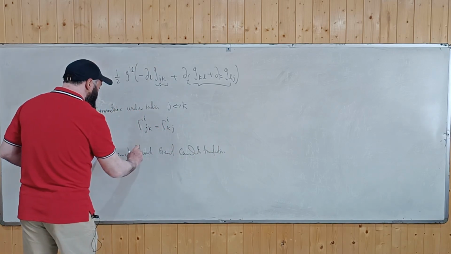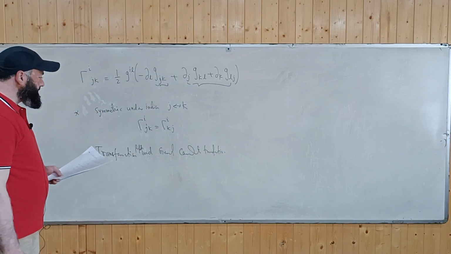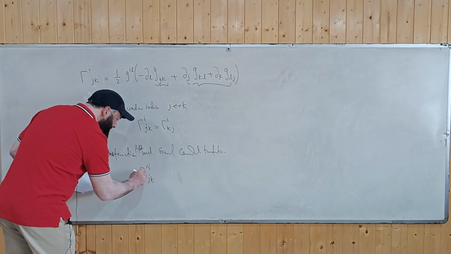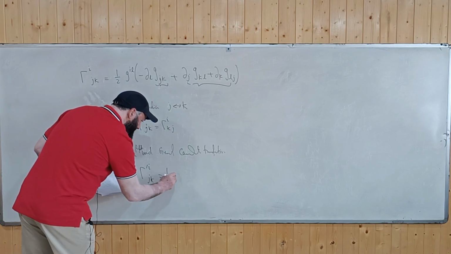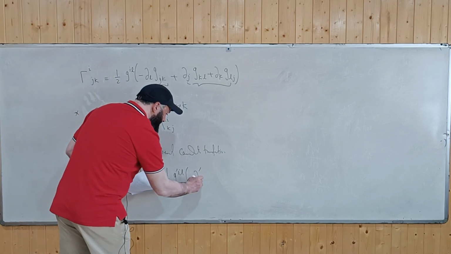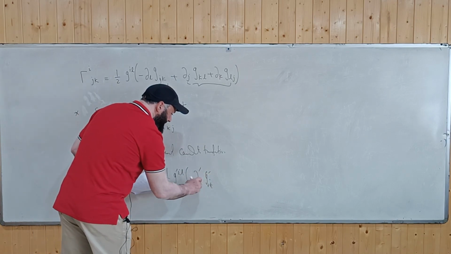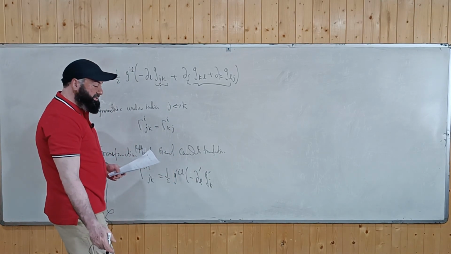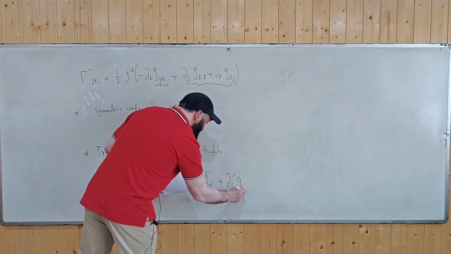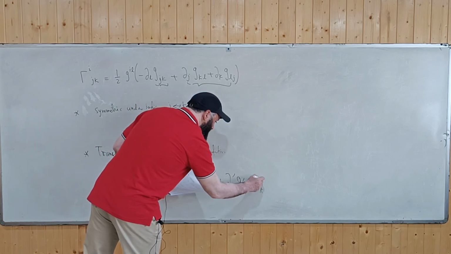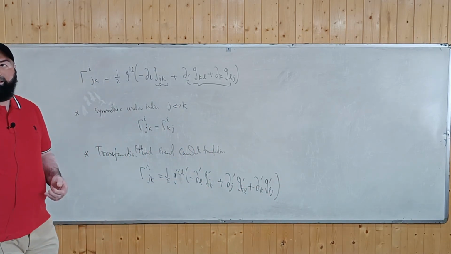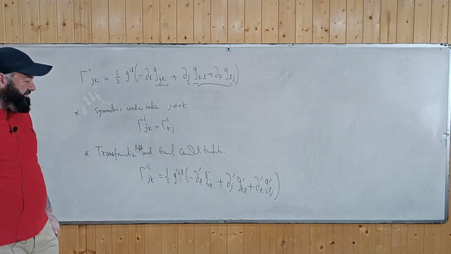Transformation properties: how it transforms. Now I can write this in the primed coordinate system. Let me write Γ prime I. So it is half of g prime IL times minus ∂′L g′JK, because everything will change under coordinate transformation. You are having ∂′J g′KL plus ∂′K g′LJ. So this is how they will transform.